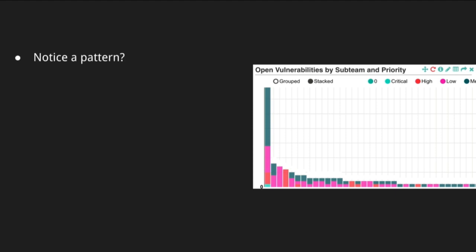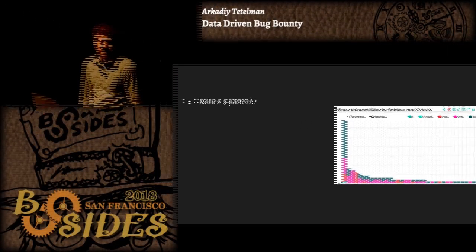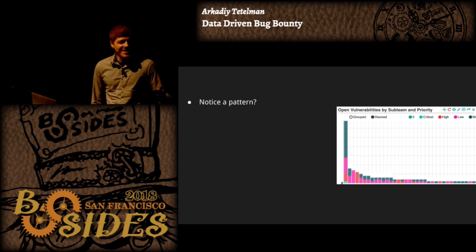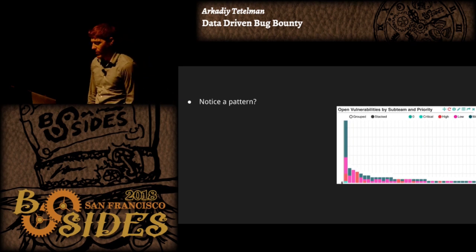Okay, does anyone notice a pattern in this graph? Does anyone immediately see something that strikes them as odd? Team 1 has an excessive amount of vulnerabilities. That's exactly correct. So what's going on with that team?